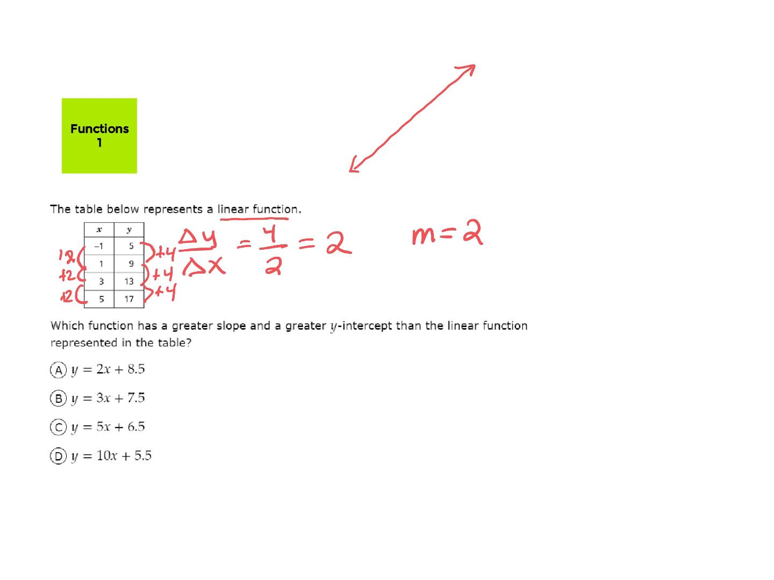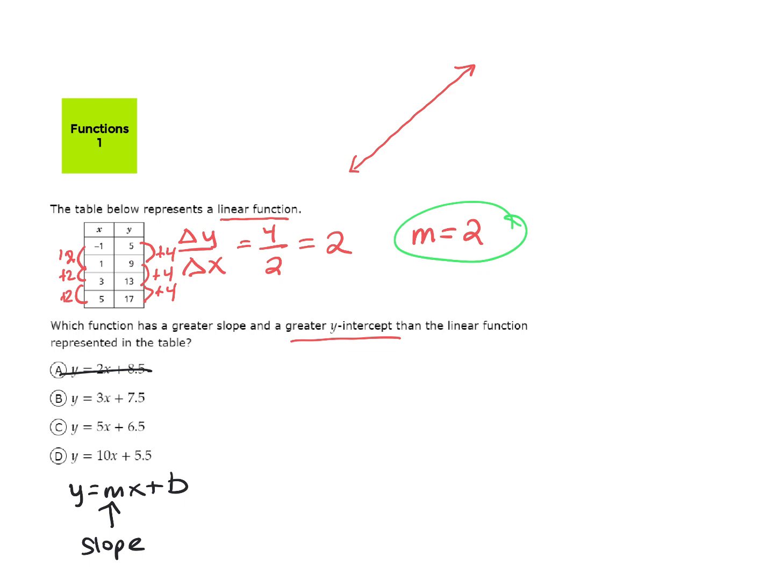It says which function has a greater slope and a greater y-intercept. So we'd have to find the y-intercept of this one. So let's first take a look at the slope. So here we found that this is the slope, and we know these all follow the same form, y equals mx plus b, where m is our slope. So we are looking for something that is bigger than 2, which means we have to rule out letter A, but we cannot rule out anything else.